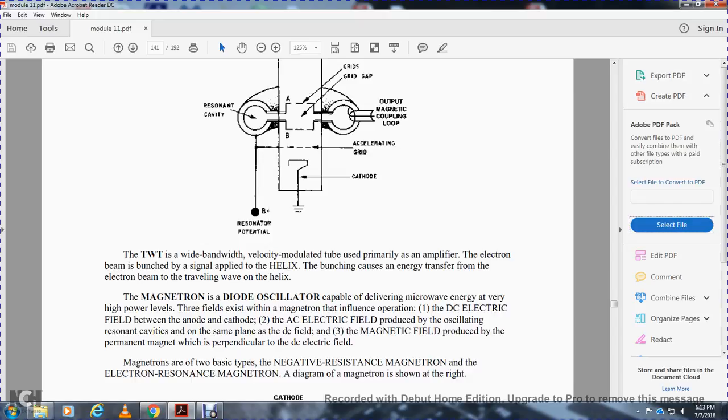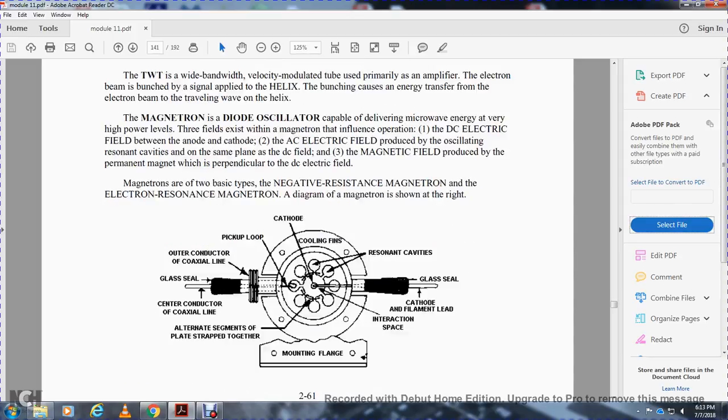The magnetron is a diode oscillator capable of delivering microwave energy at very high power levels. Three fields influence the operation of the magnetron. A DC electric field exists between the anode and cathode. An AC electric field is produced by oscillation in the resonant cavity, on the same plane as the DC field. A magnetic field is produced by the permanent magnet, perpendicular to the DC electric field.